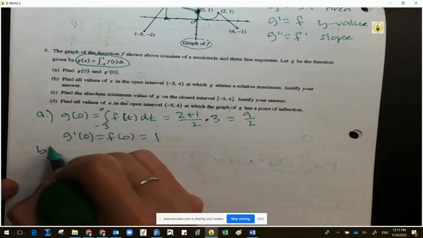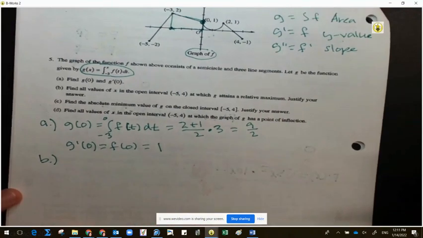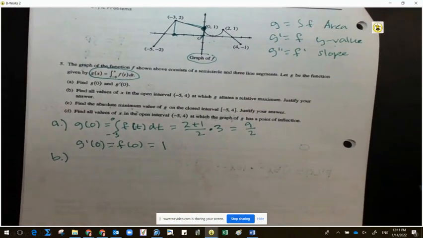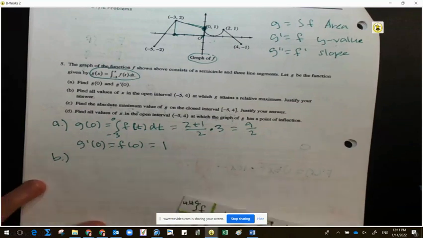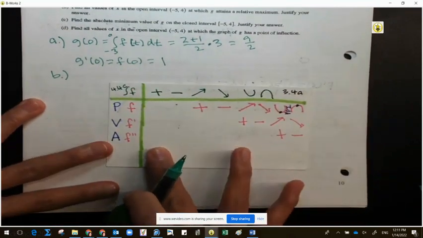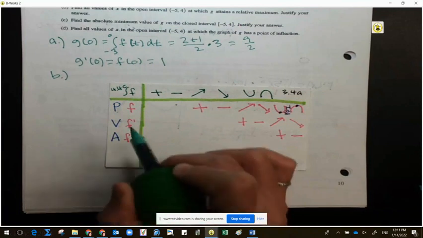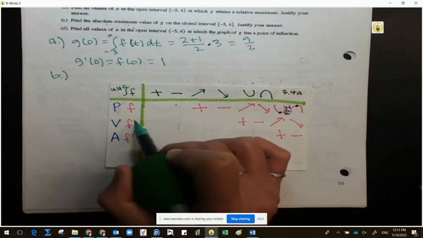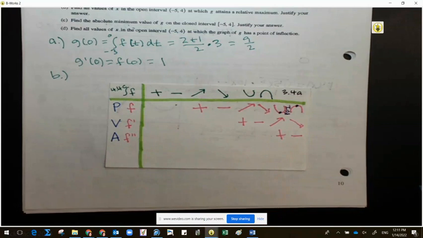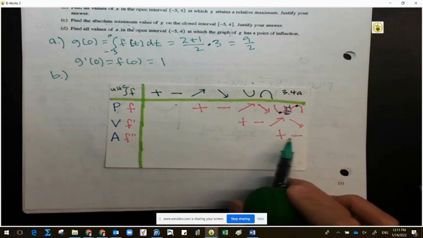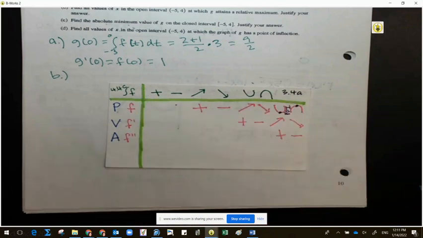All right, let's read part B. Find all values of x in the open interval negative 5, 4 at which g attains its relative maximum. Justify your answer. So we're looking at relative maximum. I want you to add something to your PVA card, which I have as 4.4c for reference. I'm going up from f double prime to f single prime to f to the integral, and the integral is a capital F. We know these are like steps, so shift it a little bit over and write it above the existing one.